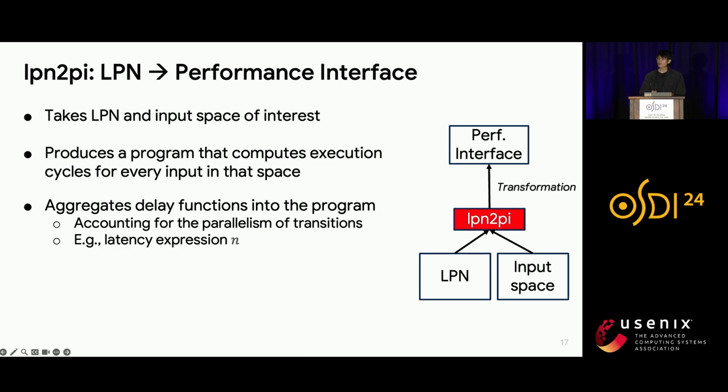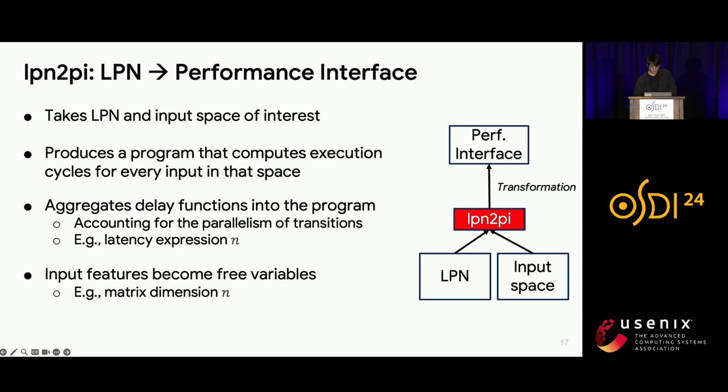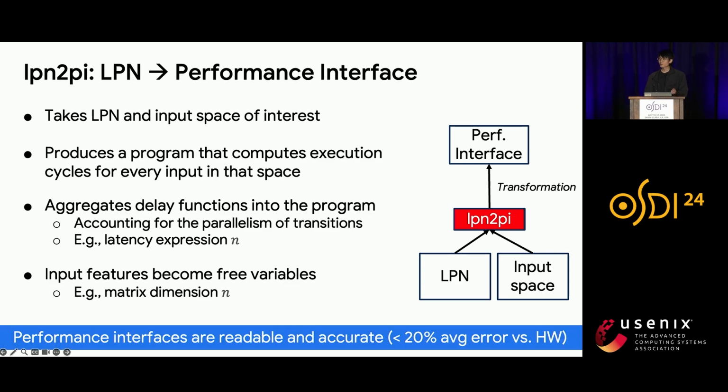LPN2PI aggregates delay functions in the individual transitions into the program. In this process, it also takes into account the parallelism and data dependencies of all the transitions. LPN2PI uses the input features, or aggregations of those features, as free variables in the program for the interface to be human-readable. So LPN2PI-produced performance interfaces are human-readable, and the price we pay for readability is that the performance interface is less accurate than the LPN. But the good news is that the average error is only 20%.